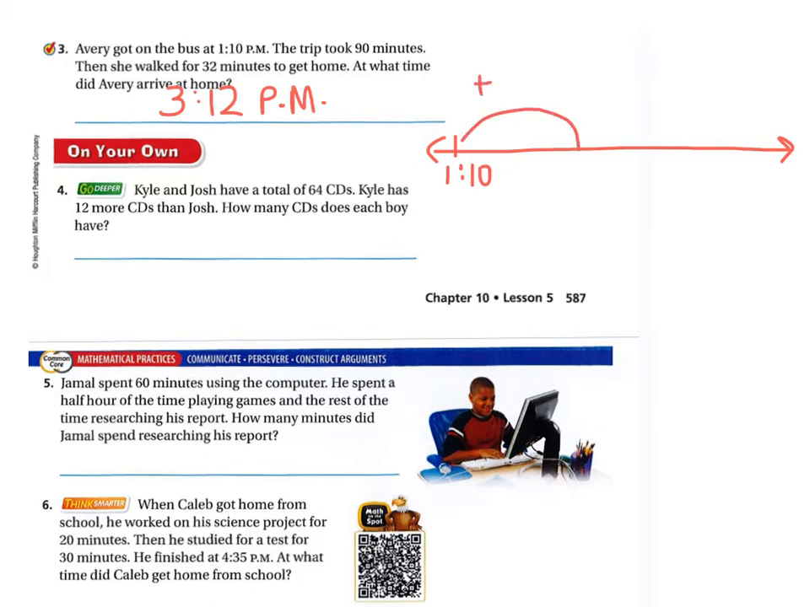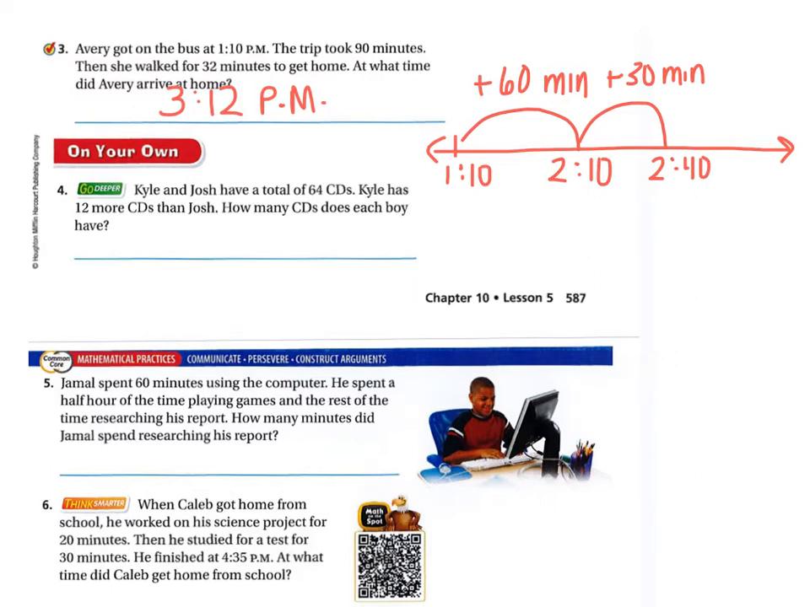I'm going to jump 60 minutes. I know 60 minutes is an hour. So if I jump 1 hour past 1:10, that would be 2:10. Now because 60 plus 30 is 90, I'm going to jump 30 more minutes. That brings me to 2:40.